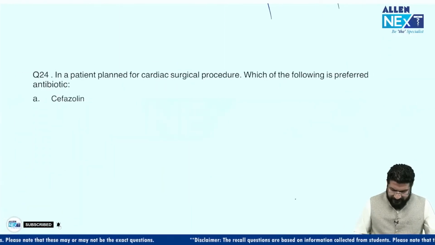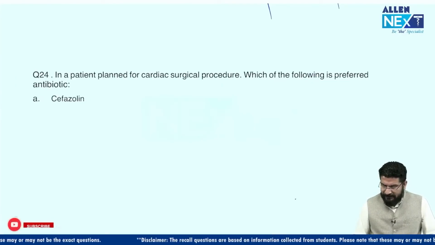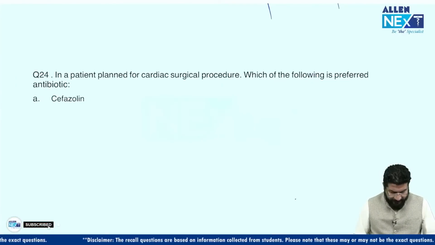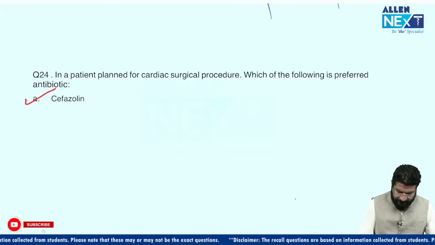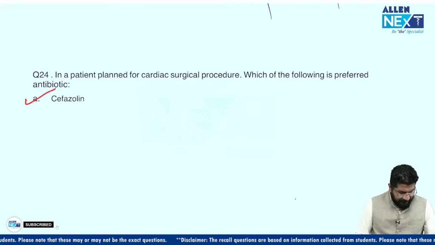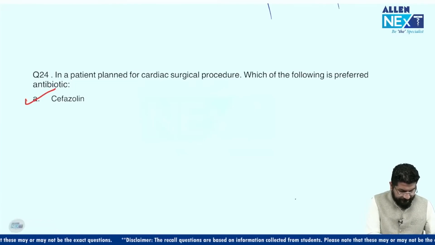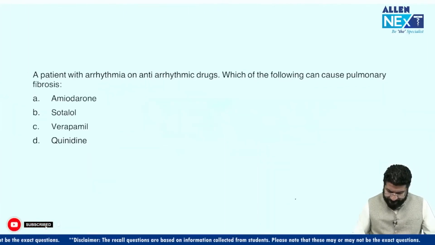Okay, coming to the next one. A patient planned for a cardiac surgical procedure, easy one. Which of the following is the preferred antibiotic? So what do you think is the preferred antibiotic? This is cefazolin, easy one. The preferred antibiotic is cefazolin.